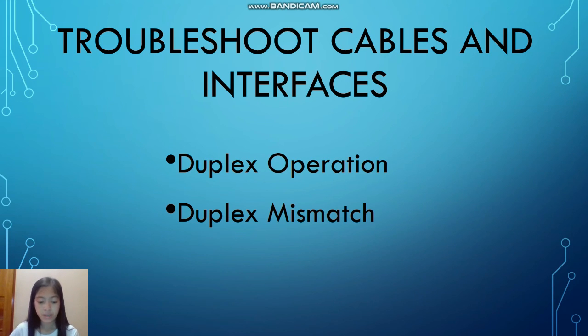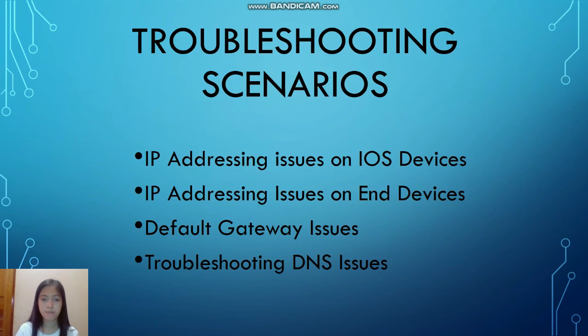Duplex mismatch. Duplex mismatches may be difficult to troubleshoot as the communication between devices still occurs. Troubleshooting scenarios. IP addressing issues on IOS device. IP address related problems will likely keep remote network devices from communicating. Because IP addresses are hierarchical, any IP addresses assigned to a network device must conform to the network range of addresses. IP addressing issues on end device.